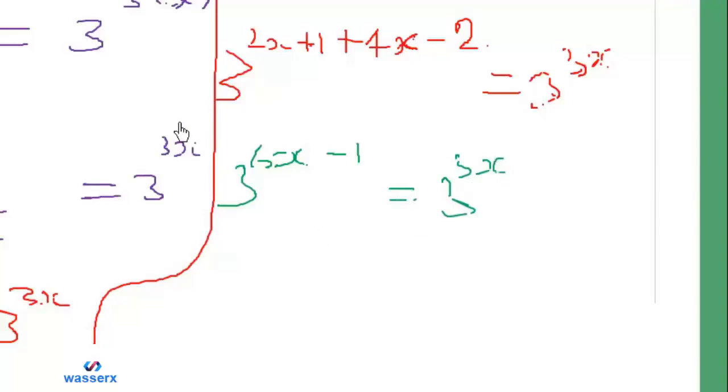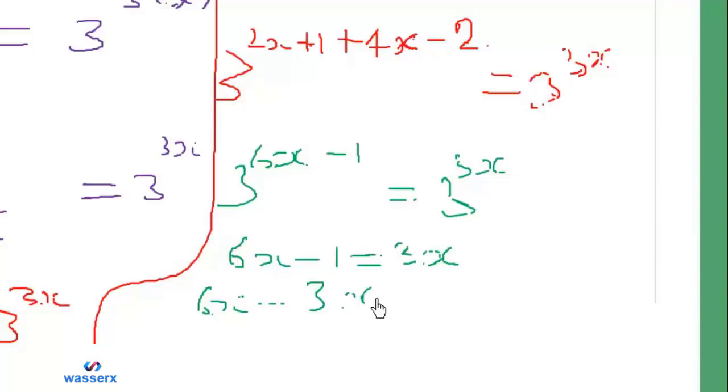So the bases are the same, so we equate the exponents, so we get 6x minus 1 is equal to 3x. Now we group like terms, so we have 6x minus 3x. 6x minus 3x is equal to positive 1. So we simplify further to obtain 3x.